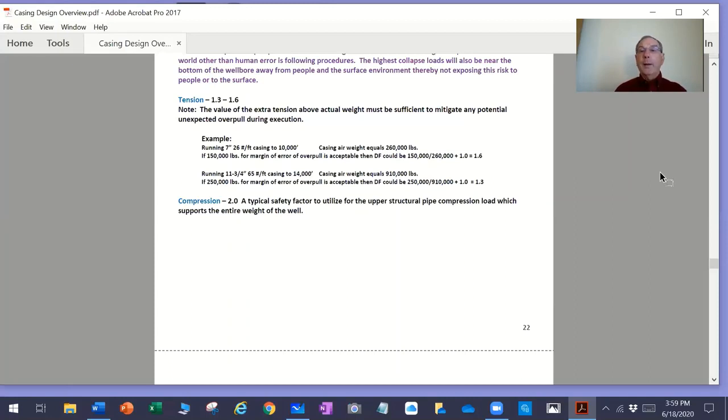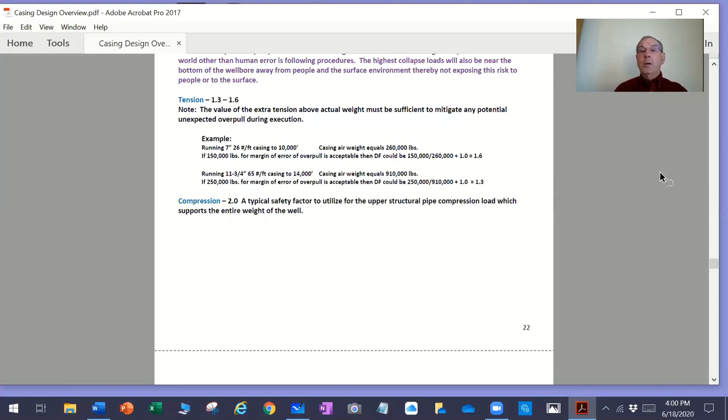For compression, we typically use a safety factor of 2. A typical safety factor is used for that upper structural pipe compressional load, which supports the entire weight of the well. The last thing we want to have happen is to be drilling a 25,000-foot well, reach 25,000 feet, run our production liner, then run in a production tieback string casing, land it, and then the whole wellhead assembly falls down 4 feet. That's a really, really bad day.